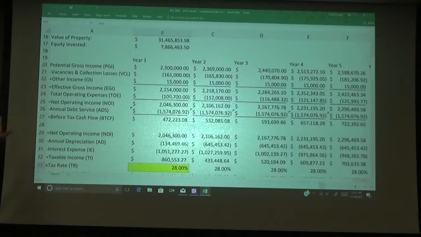Other income, same thing. I just fixed it at a dollar amount all the way across, okay? So nothing was changing there. Once again, this is an assumption that I made. Doesn't necessarily mean that it has to be that way, okay? And then the operating expenses, I fixed that as a percentage of the effective gross income. Once again, you can vary that from year to year, okay? Which I think we actually did, which was to say, whoops.